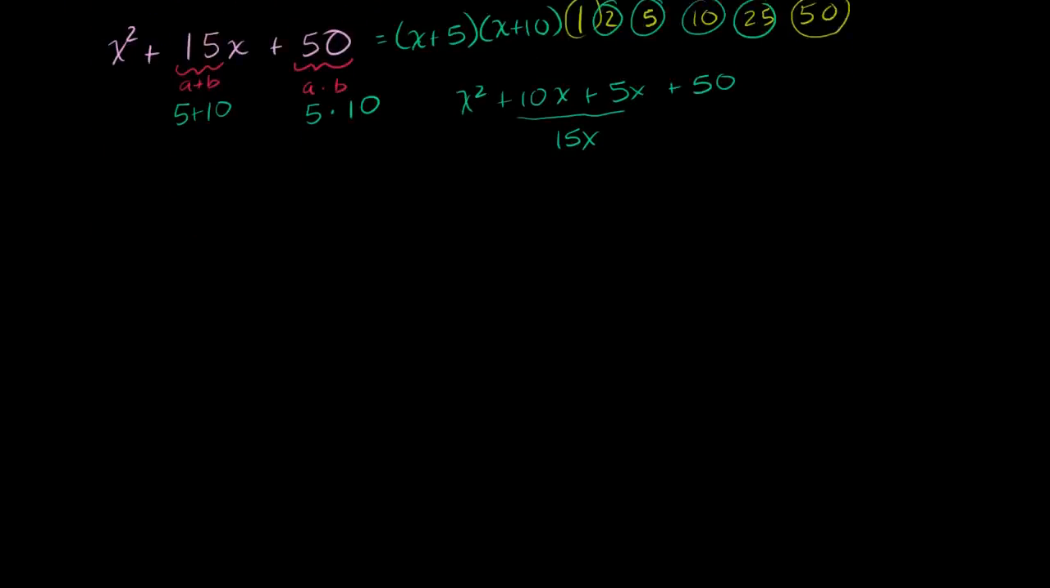Let's up the stakes a little bit, introduce some negative signs in here. Let's say I had x squared minus 11x plus 24. Now, it's the exact same principle. I need to think of two numbers that when I add them need to be equal to negative 11. A plus b needs to be equal to negative 11, and a times b needs to be equal to 24.